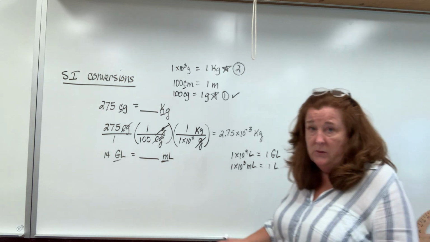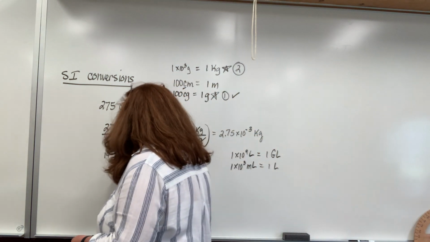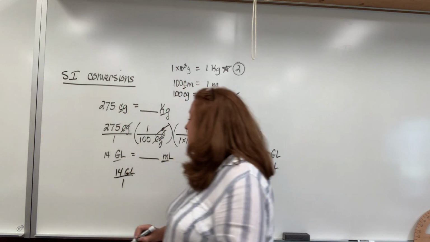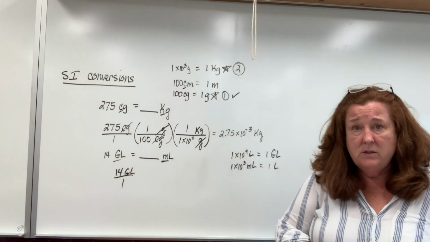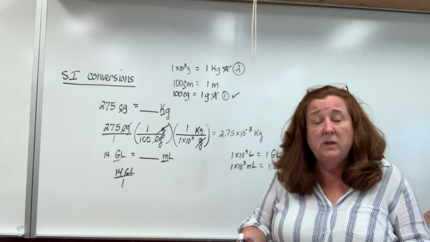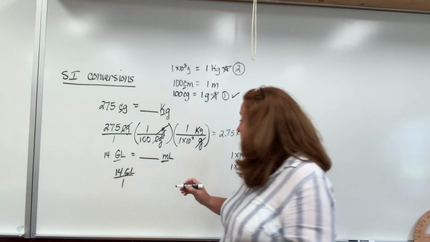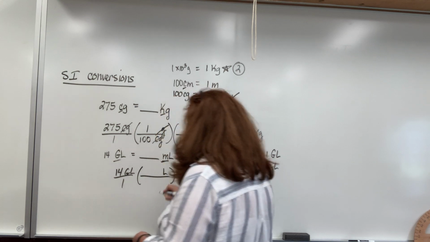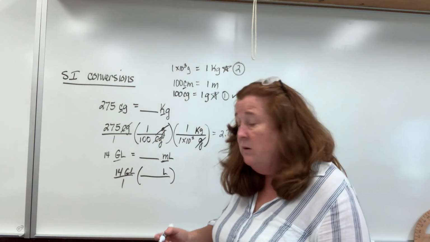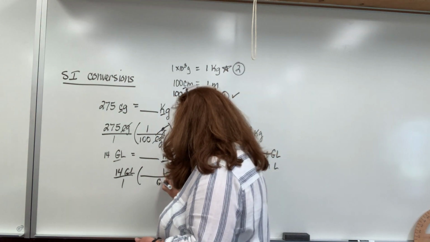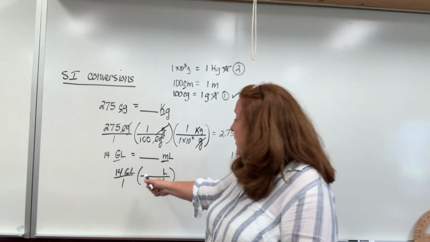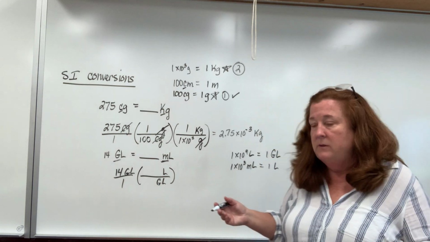So you do like you did in the first one. Take 14 gigaliters and stick it over 1. I can't go directly from gigaliter to milliliter. So the base unit is a liter, so that's what I'm going to go to. Liter goes in the top, because that's what I want to get for this part. Gigaliter goes in the bottom, because that's what I'm trying to get rid of. Just like before, if something is in the numerator and something's in the denominator, it cancels out.